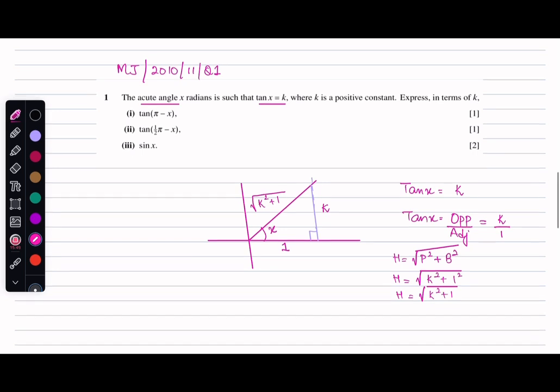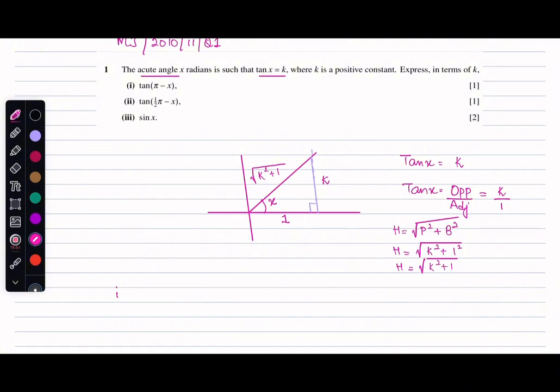For part 1, we should say it's tan of pi minus x. We have already discussed that this is the second quadrant, the supplementary angle identity, and tan of pi minus x equals minus tan of x. I already have tan of x, which is given as k, so I can simply say tan of pi minus x equals negative k. That's it. This is how it's supposed to be done, just a 1 mark question.